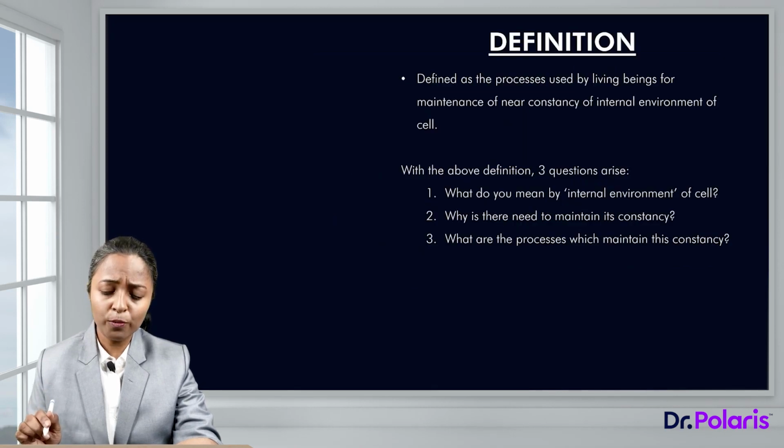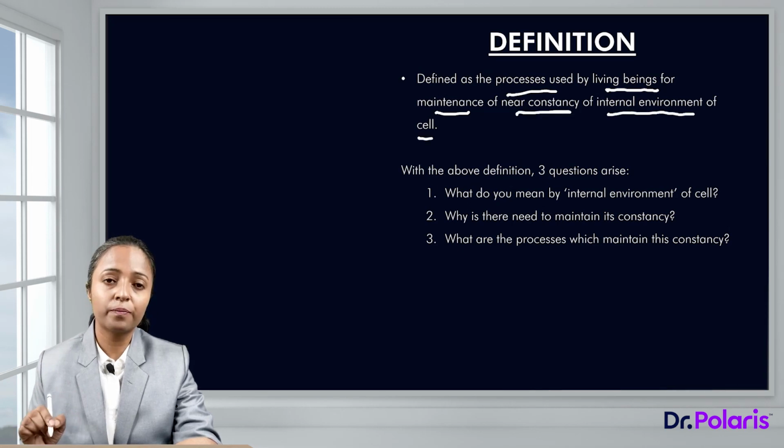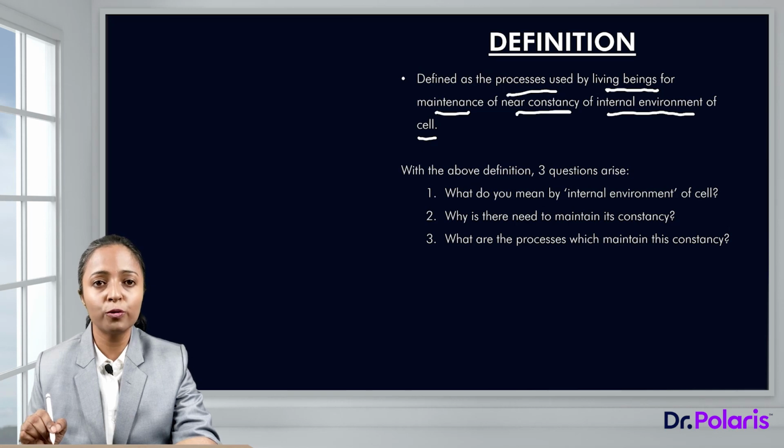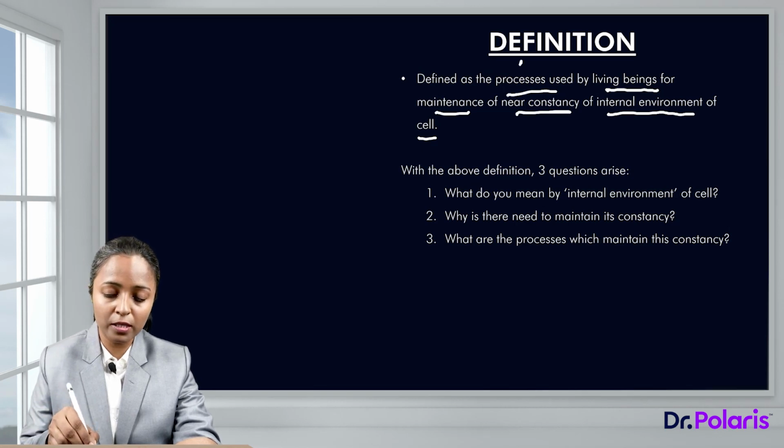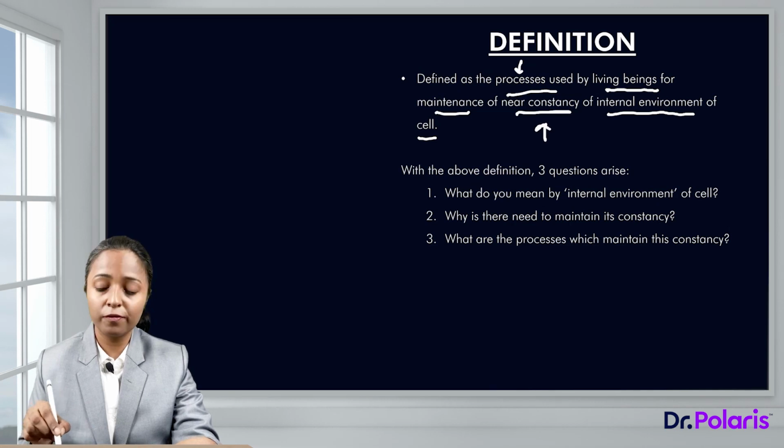So basically, homeostasis is defined as the processes used by living beings for maintenance of near constancy of internal environment of cell. So this is the definition of homeostasis. The processes, right? Then maintenance of near constancy of internal environment of cell.